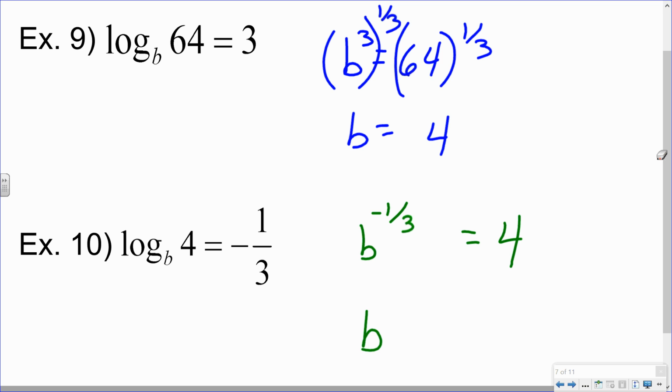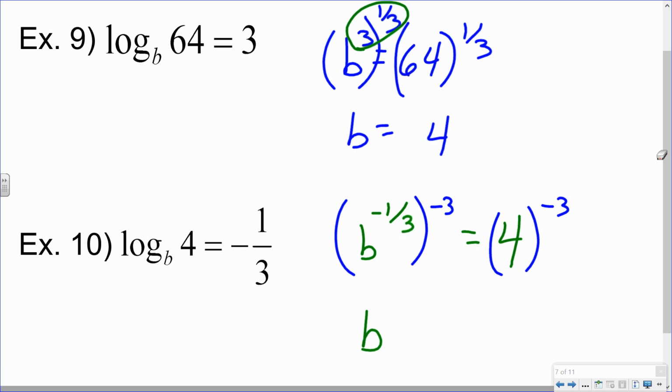So what I did here when I wrote the cubed root as 1/3, I wrote the fraction that when I multiply those powers, I'd get 1. So for this one, what I need to do is to take both sides to the -3, because when I multiply these powers, -1/3 times -3, I get 1. So that means I need to take this to the -3 as well. Everybody with me to there?